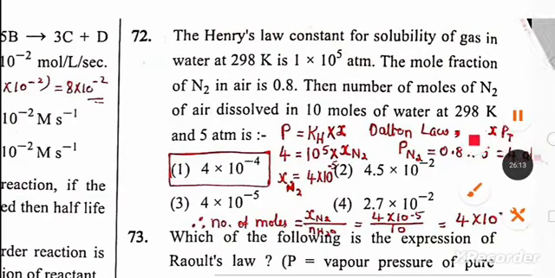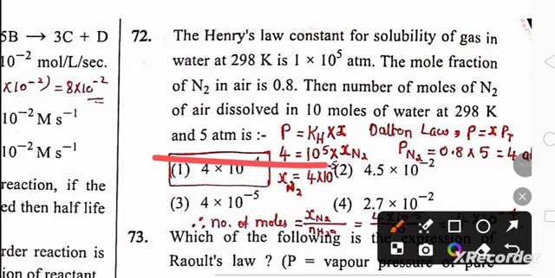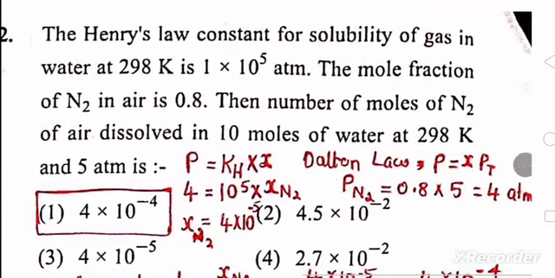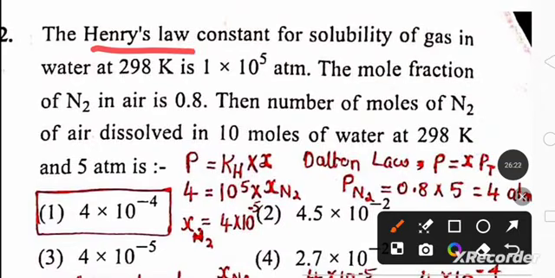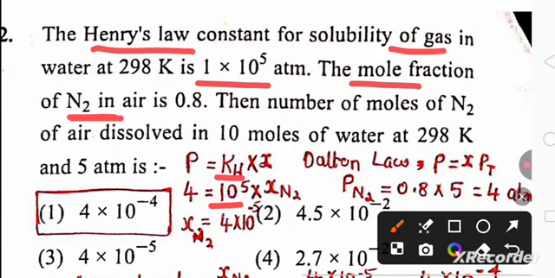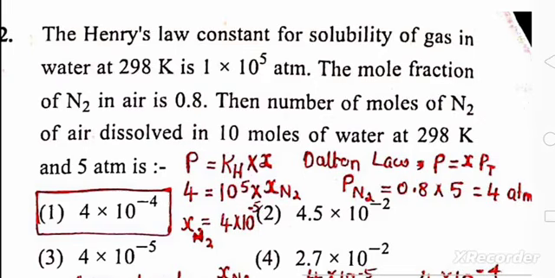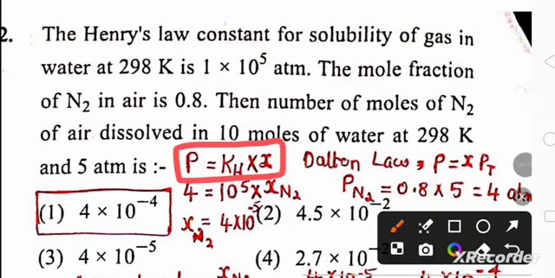Next question from the solution chapter, from Henry's law. According to Henry's law, the constant value KH is given, that is 1 into 10 to the power of 5. For the solubility of a gas in water, the mole fraction of nitrogen is given. The mole fraction of nitrogen is 0.8. Then find the number of moles of nitrogen from air dissolved in 10 moles of water at 298 Kelvin and 5 atmosphere. So first of all, we know Henry's law relation. Partial pressure of the gas is equal to Henry's law constant into X. So let us find out according to Dalton's law of partial pressure.